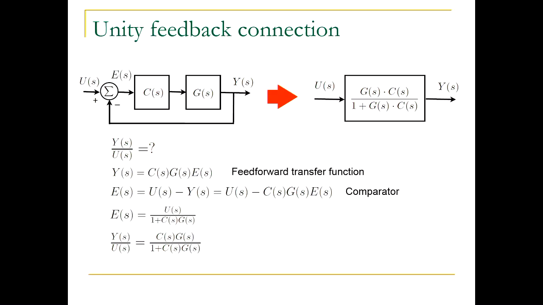So what I do now, note, I have here E, and I have here E. What I can do, I can take this minus CGE on the other side, and then I would have 1 plus CG multiplying. I divide by that, and I get that E is exactly equal to this. Right? And then, in the end, I just use this E in the first equation. I calculated E as a function of U, so I substitute this E back here, and I get that Y of S over U of S is equal to this.